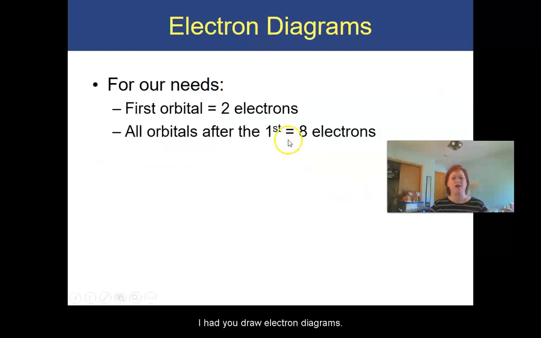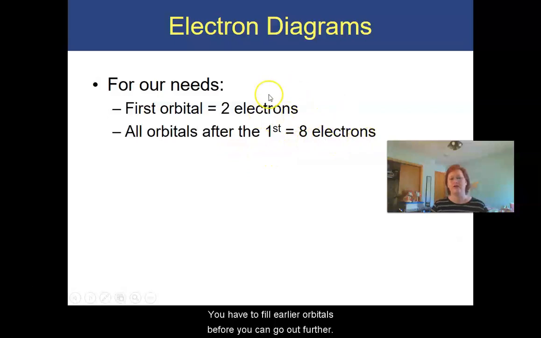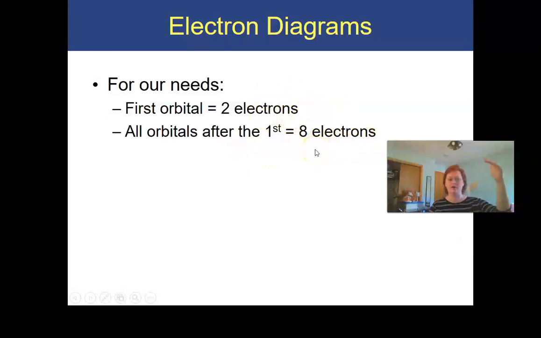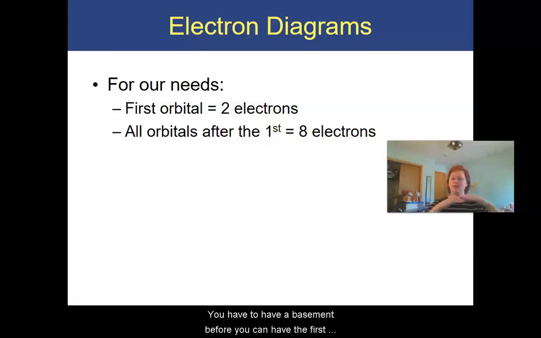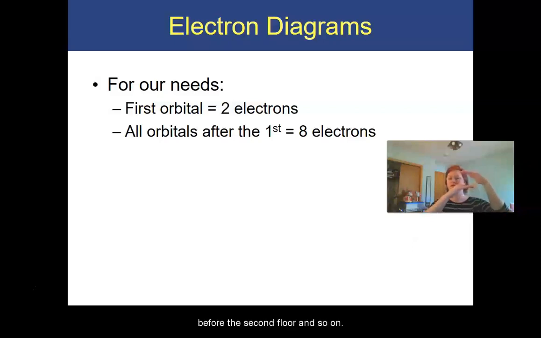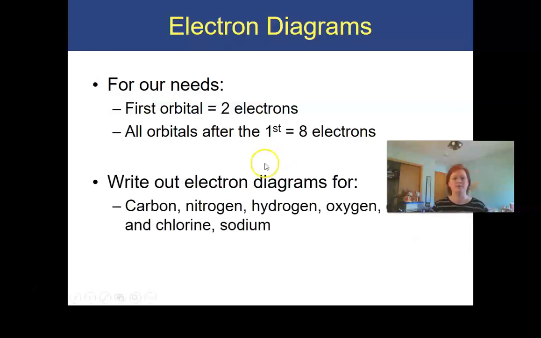I had you draw electron diagrams. We use the rule that the first orbital can hold 2 electrons and every orbital after the first can hold 8. You have to fill earlier orbitals before you can go out further. Think of it like building a skyscraper. You have to have a basement before you can have a first floor. Then you need the first floor before the second floor, and so on. And then we actually did some practice with that.